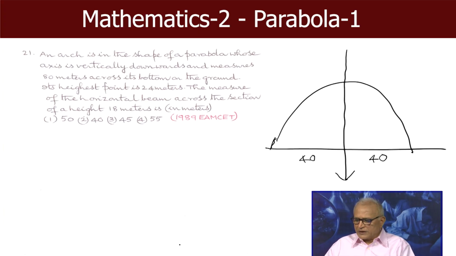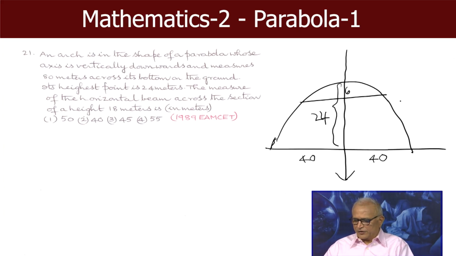ఇట్స్ హైయెస్ట్ పాయింట్ ఈస్ 24 meters. దిస్ ఈజ్ 24. ది మెజర్ ఆఫ్ ది హారిజాంటల్ బీమ్ అంటే ఇదనమాట. ది మెజర్ ఆఫ్ ది హారిజాంటల్ బీమ్ అక్రాస్ ది సెక్షన్ ఆఫ్ ఎ హైట్ ఆఫ్ 18 meters ఈజ్. ఇక్కడి నుంచి 18 metersలో, అంటే 6 అన్నమాట.